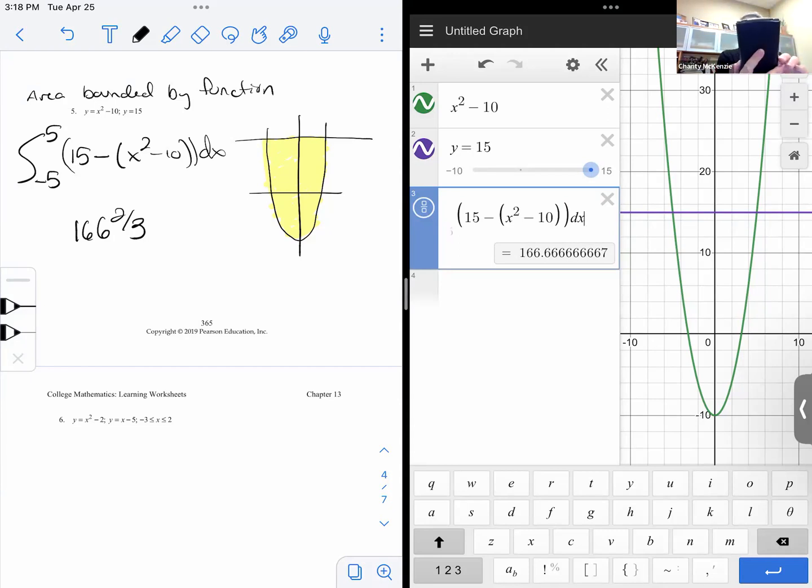And you can hit math fraction enter, and you can get the 500/3, right? Which is the 166 2/3. So that one is pretty sweet.